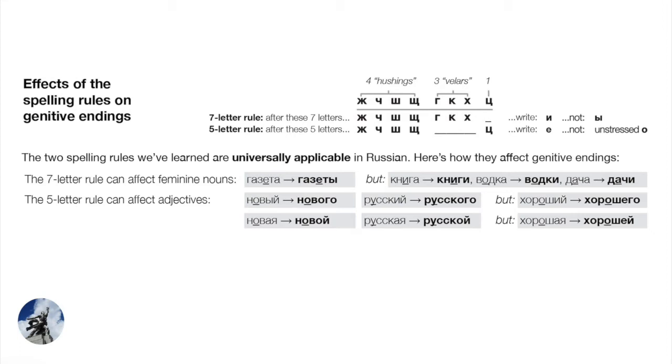But if we see haroshi, again, haroshaya, the feminine form of that, well, the sh is one of the four hushings, right? So that tells us again, we can't write an unstressed o after the four hushings or tsa. So instead of writing oi, we have to write yay, and we get хороший.